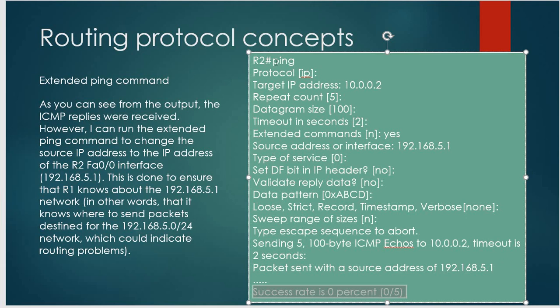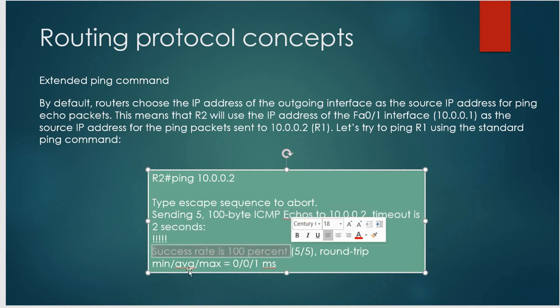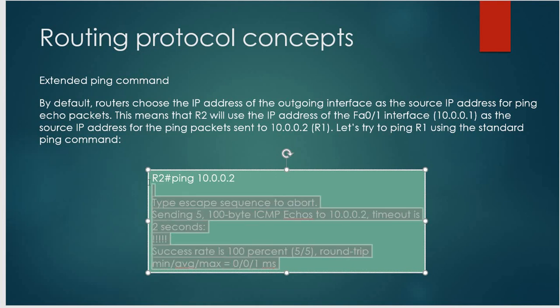We can simply type ping, then give the target router IP address instead of extended information, and then you will get the success information. The sending is 5, the ICMP echo timeout is 2, the success rate is 100%, and the round trip average is shown. The round trip time is also very important for checking internet connectivity.